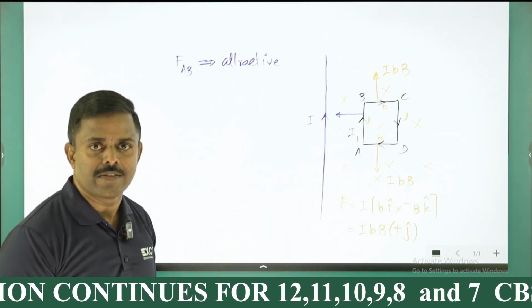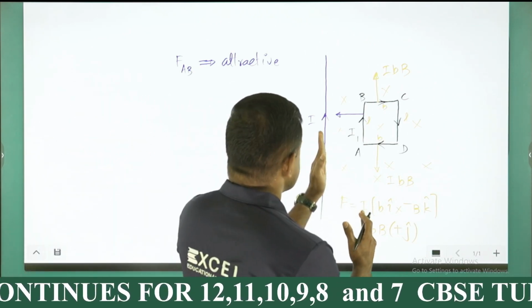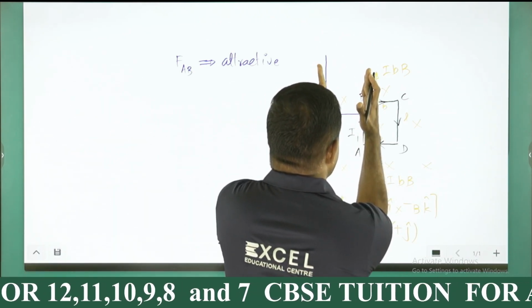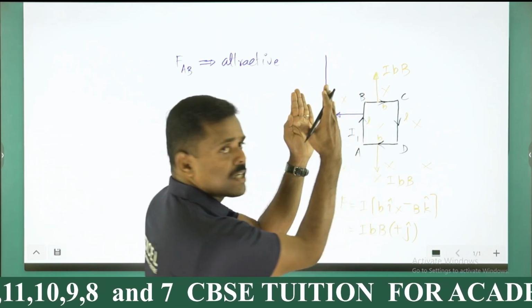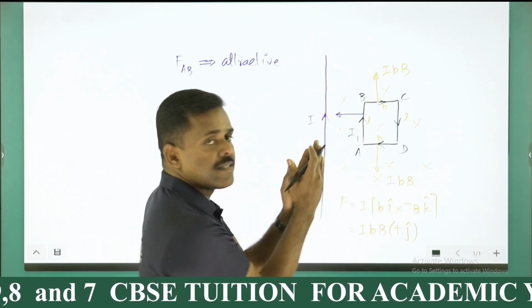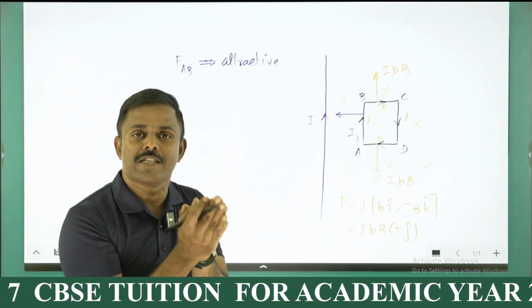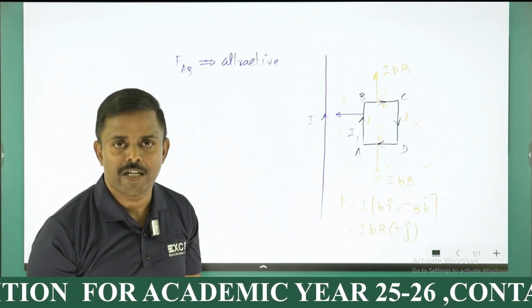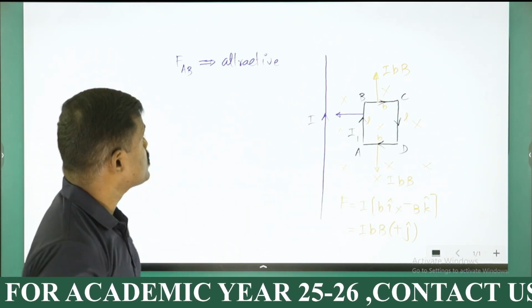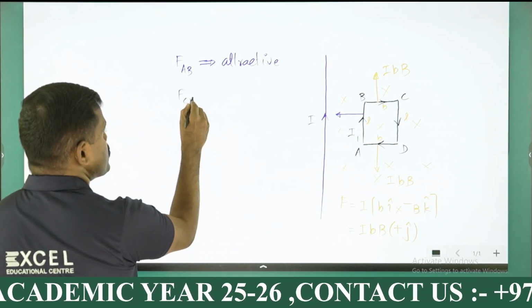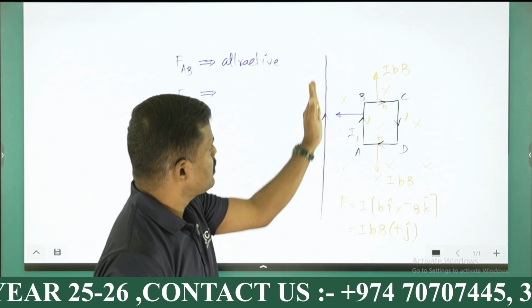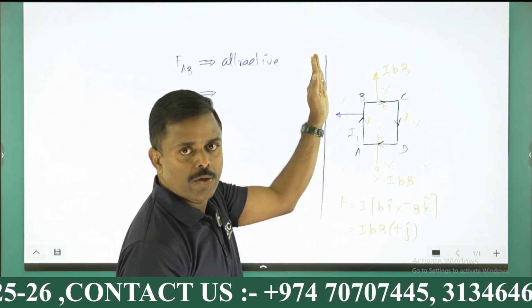Why is it attractive? This current is going up. This current is also going up. So they are parallel, in the same direction, which means they are like currents. Like currents always attract each other. All right. Now let us look at the force on CD. What is the force on CD? Look at that. The current on the conductor is going up.